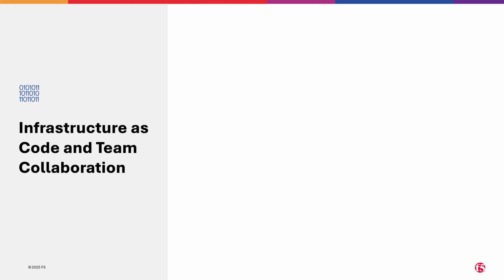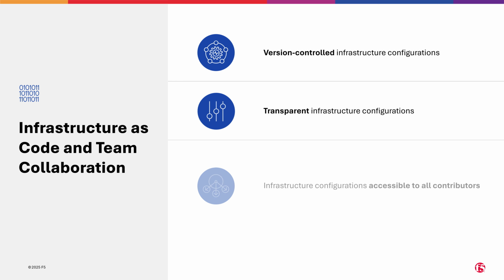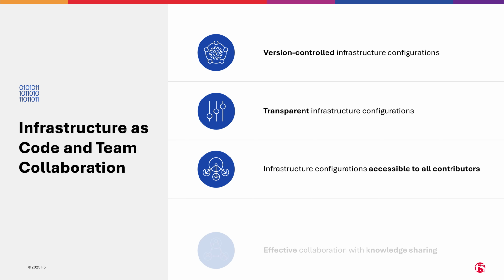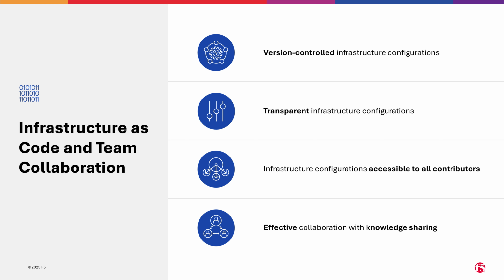Infrastructure as code improves team collaboration by making infrastructure configurations version-controlled, transparent, and accessible to all contributors. By working with infrastructure as code, teams can collaborate more effectively, share knowledge, and ensure that everyone is on the same page regarding infrastructure changes. Key collaboration benefits include shared visibility. Everyone sees and understands infrastructure changes in code.